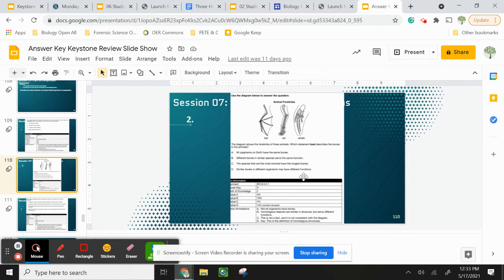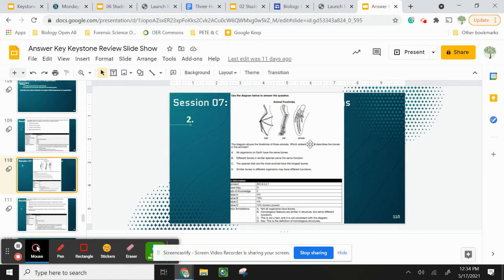Looking at number 2, there are 2 choices here that are just kind of banana sandwiches. Eliminate choice B, and eliminate choice A and choice C. That's just silliness. All organisms on Earth have the same bones. We know that's not true. The species that are the most evolved have the longest bones. That makes no sense.